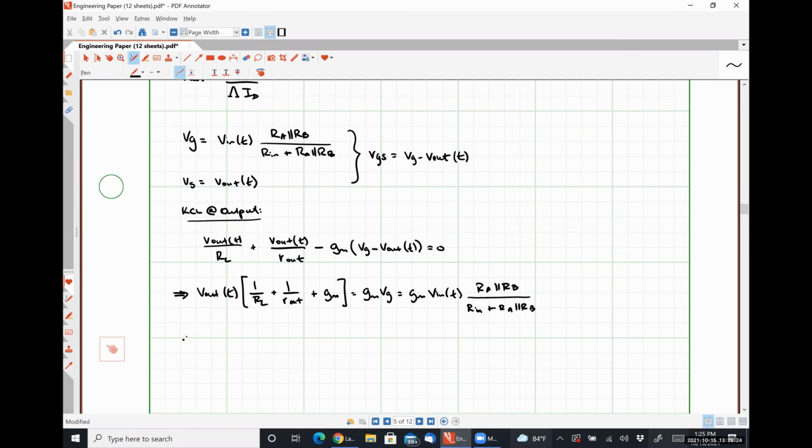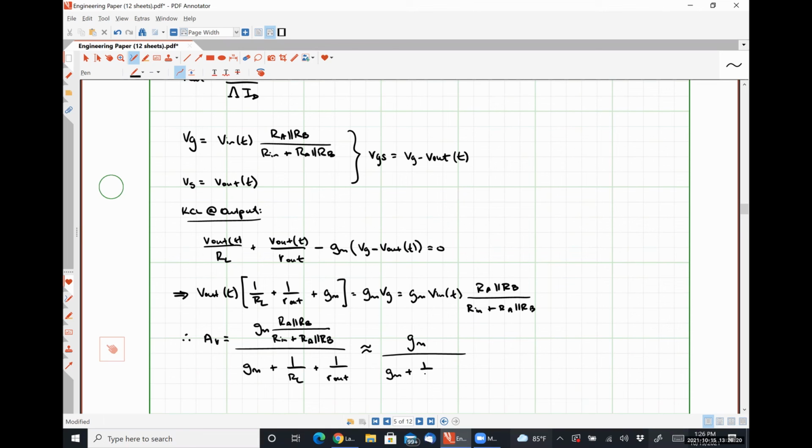So from here, we could say that our voltage gain Av is, well, I'll make it work here. gm Ra in parallel with Rb all over Rn plus Ra in parallel with Rb divided by gm plus 1 over RL plus 1 over R out, or approximately just gm divided by gm plus 1 over RL.